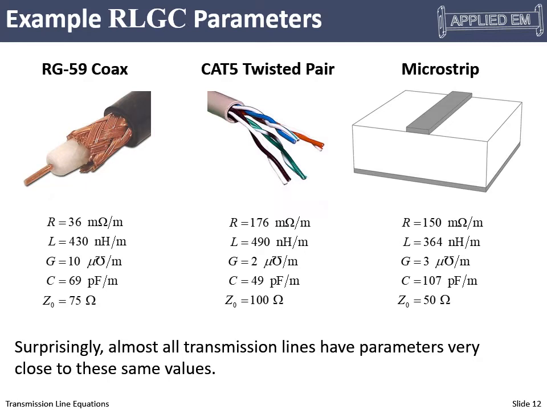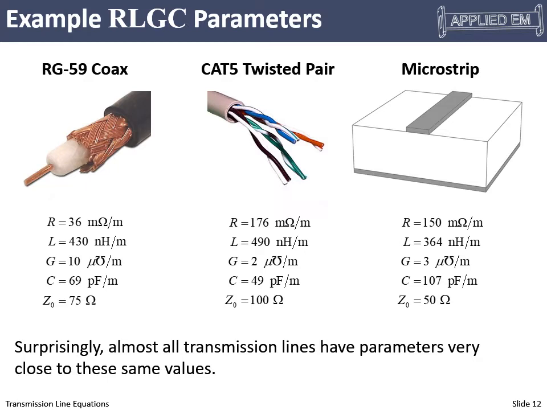Now, I won't keep reading through all these numbers, but my point is, even though I'm showing very different types of transmission lines, notice these parameters are very consistent. And that's rather surprising, at least to me. So the distributed resistance always seems to fall around 100 milliohms per meter. The distributed inductance always seems to fall around several hundred nanohenries per meter.